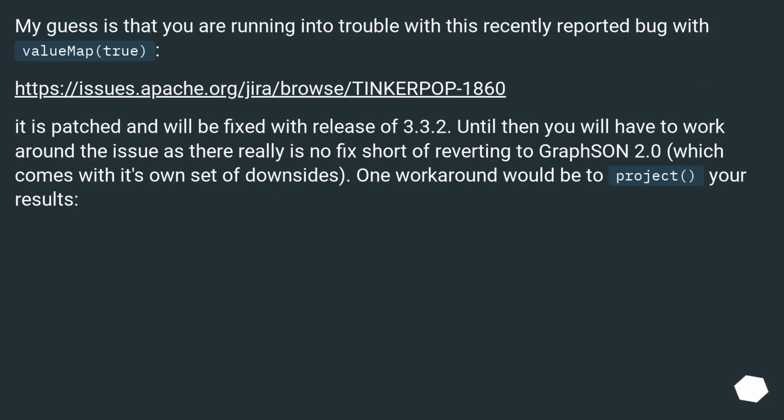My guess is that you are running into trouble with this recently reported bug with valueMap true. This URL. It is patched and will be fixed with the release of 3.3.2. Until then you will have to work around the issue, as there really is no fix short of reverting to GraphSON 2.0, which comes with its own set of downsides. One workaround would be to project your results.